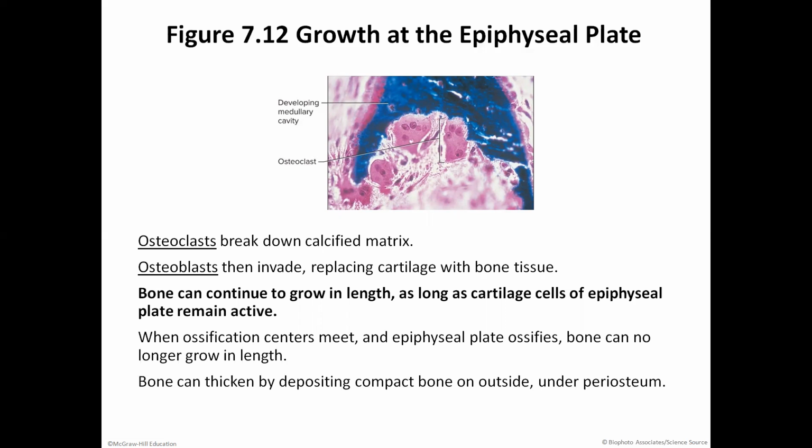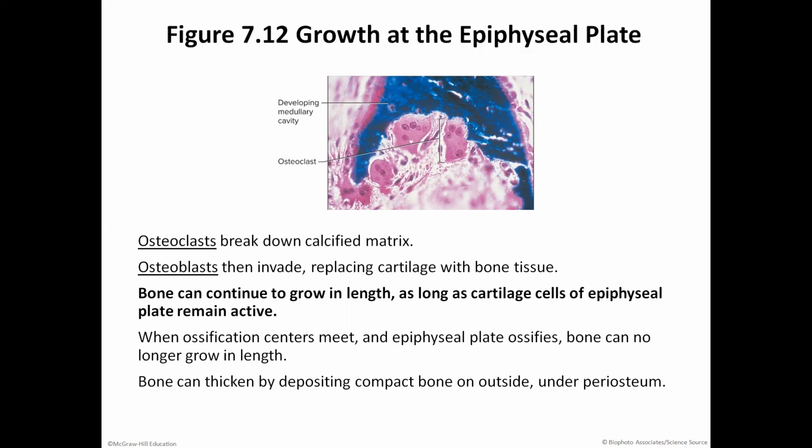So when we think about that calcified matrix that we have from those chondrocytes that died off, we have osteoclasts that come down and actually break through it. Then what will happen is we have osteoblasts that are able to invade, and they start replacing those cartilage cells with bone. And again, the bone is going to continue to grow in length as long as there is an epiphyseal plate, as long as there's a growth plate there and active. But when the ossification centers finally meet and the epiphyseal plate basically becomes bone, there's no longer going to be bone length. Now, the bone can thicken, but it can't lengthen.